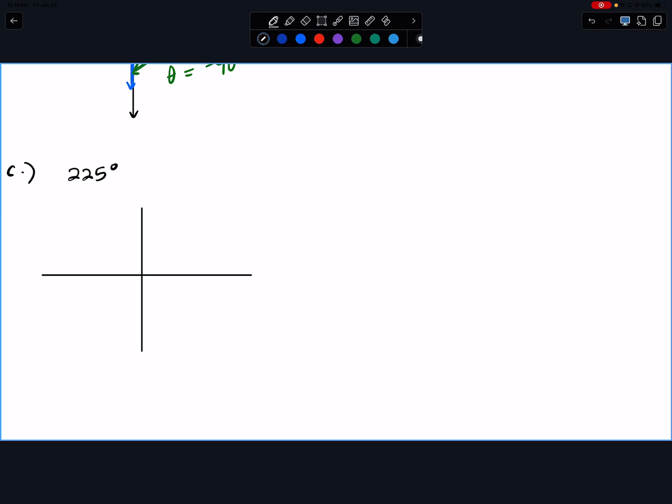So it's going to look something like this. My terminal side is going to be here. My initial side is going to be here. So something like that. So theta is equal to 225 degrees.